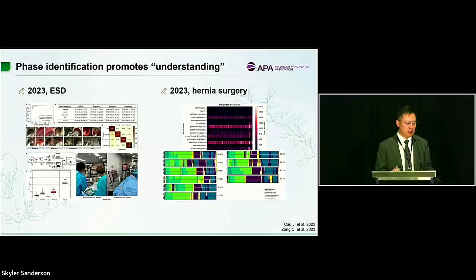And also in 2023, there's a group from Hong Kong and also from Columbia University. They use ESD and hernia surgery as the field to divide into several phases, to detect the prediction and the ground truth, and whether there is any difference between the two.